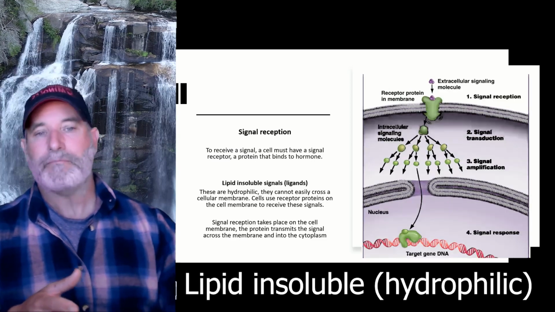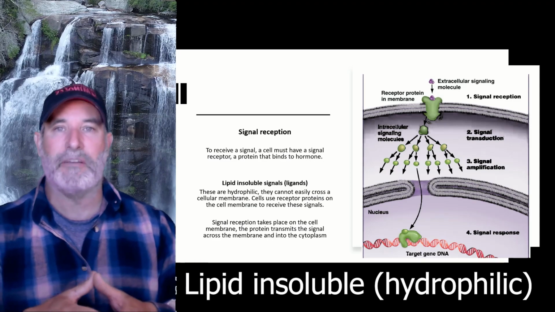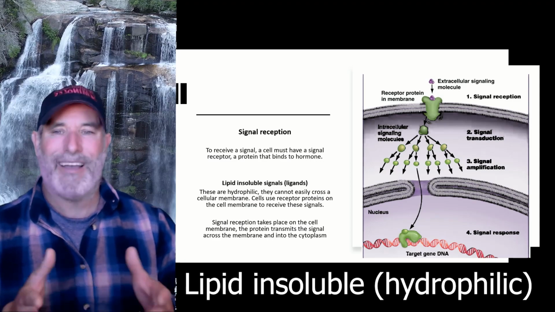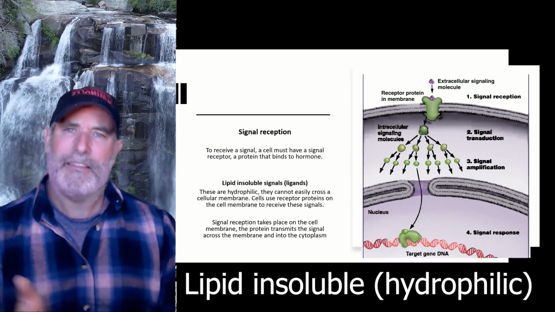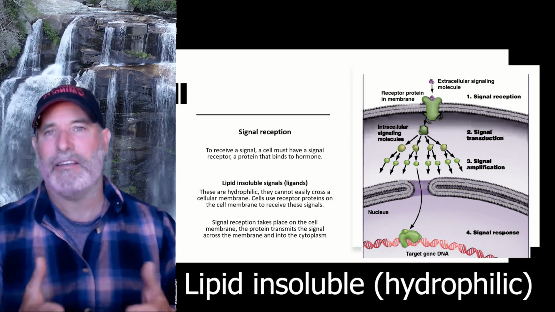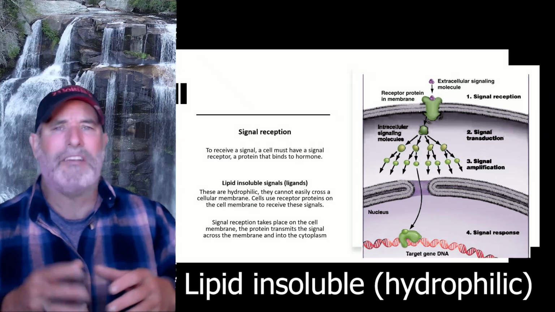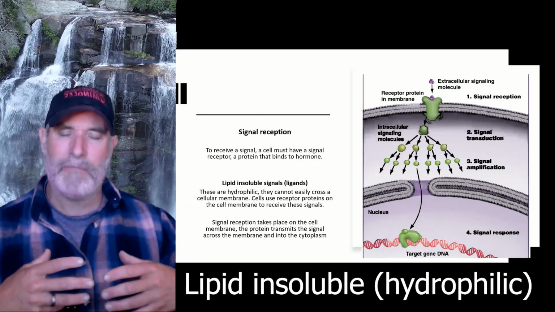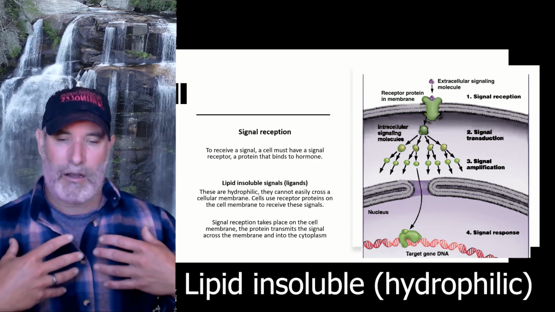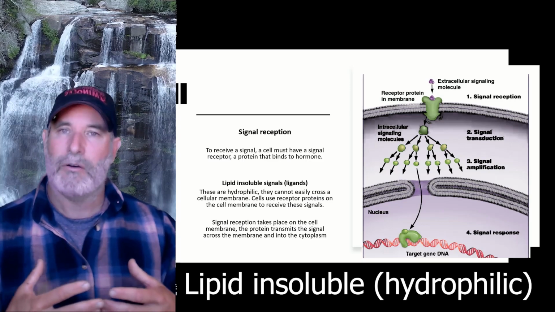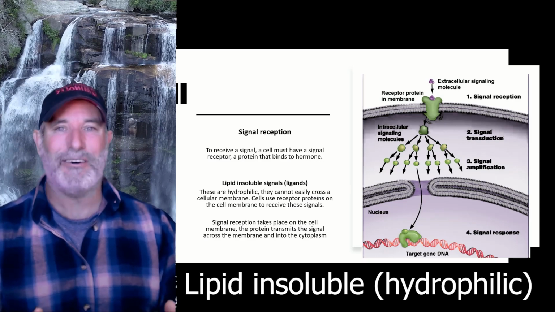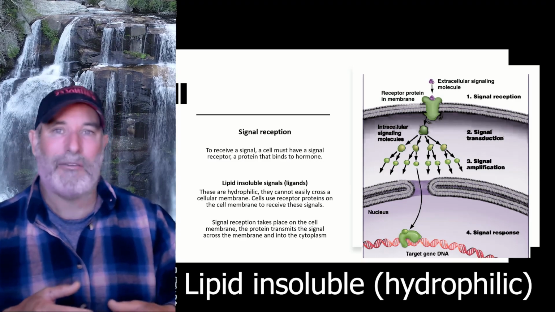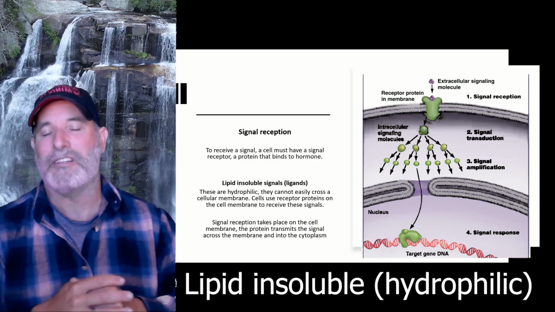Now, the next one, of course, is going to be the lipid insoluble signals. Lipid insoluble just means it won't dissolve in a lipid. These are hydrophilic molecules, right? They can dissolve in water, and that makes sense, right? Because when you think about our circulatory system, what is it mostly made of? Water. So if you're going to send a signal, you want it to easily travel through the water, right? You don't need another carrier protein for these things.